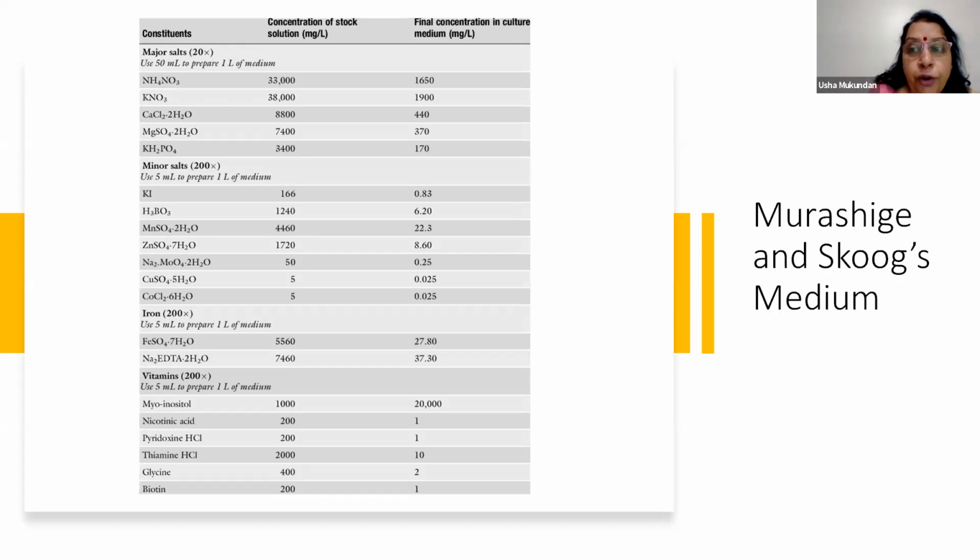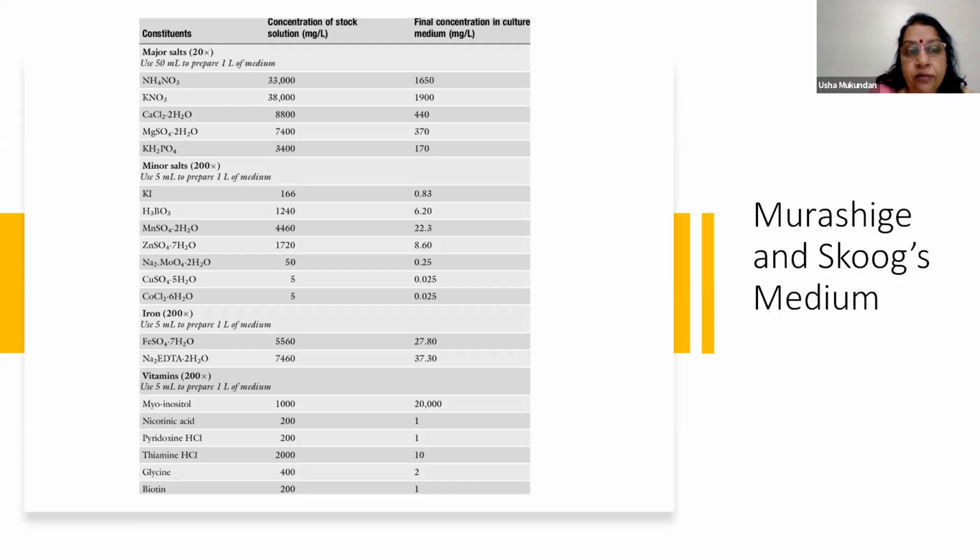Correct? So if you're going to make 1 liter of culture medium, then you are going to take 50 ml of that stock. What is in that stock? Ammonium nitrate, potassium nitrate, calcium chloride, magnesium sulfate, and potassium dihydrogen phosphate. So you have made a stock solution containing all these salts and the milligrams that are given there in a liter. So you made 1 liter of stock solution which is of 20x concentration. Have you followed?